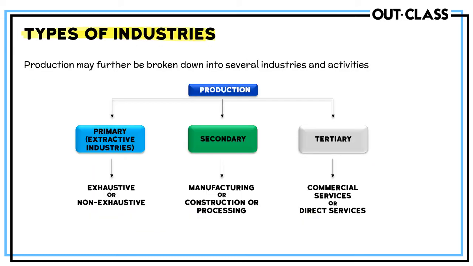Types of industries. Production can be broken down into several industries and activities. The first stage in any productive process is the primary or extractive industries. This is concerned with obtaining or extracting natural resources from the earth. These can be exhaustive or non-exhaustive. Then the secondary stage is secondary production, concerned with manufacturing, construction or processing industry. The third stage is the tertiary sector, which is concerned with commercial services or the direct services. We'll be doing all of these in detail as we proceed.